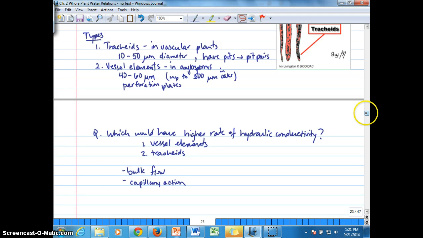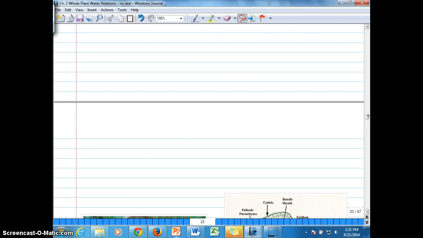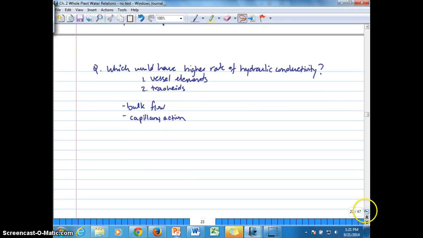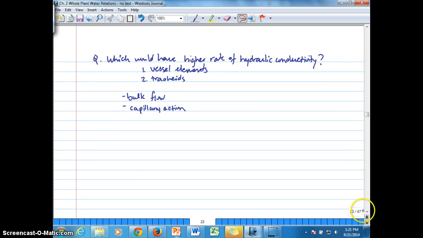Alright, so water is moving from roots to stems to leaves through xylem, and we just talked about the different structural components of xylem and their differences, vessel elements versus tracheids. So, as we know, water is going to move up through xylem from roots to leaves, which is basically up against the force of gravity.